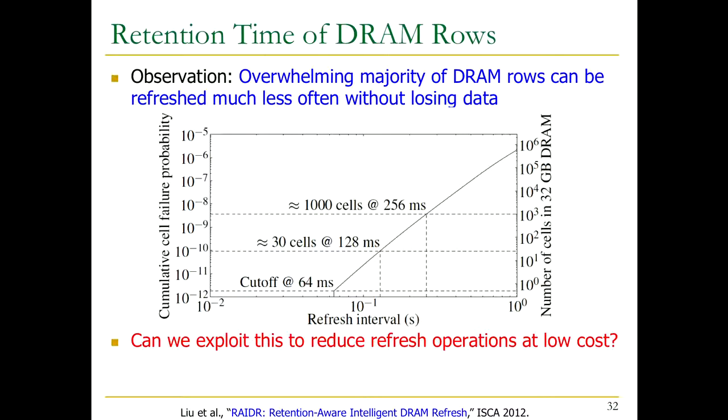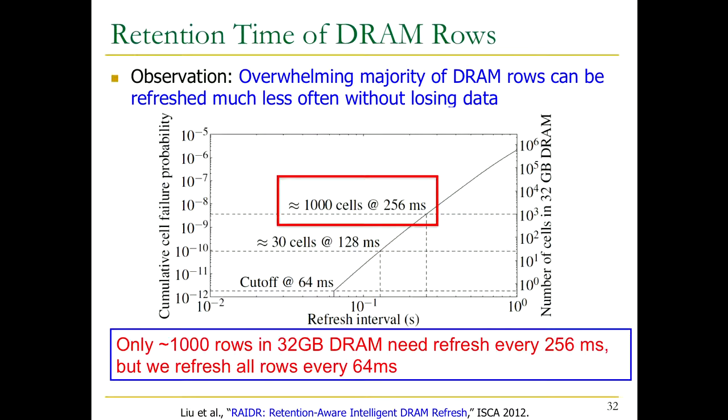Well, I guess I gave you the answer to the question, right? Can we exploit this distribution to reduce refresh operations at low cost? And I've given you this, basically only 1,000 rows in a 32 gigabyte DRAM need refresh every 256 milliseconds, but we refresh all rows every 64 milliseconds.